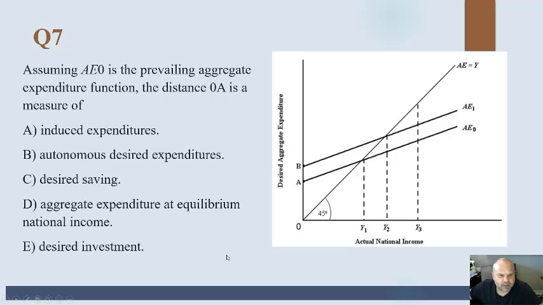Okay, well, the correct answer here is B, autonomous desired expenditure. If you remember, the intercept of the aggregate expenditure function would be how much the household or the country would want to spend even if their income is zero. So it doesn't depend on income.